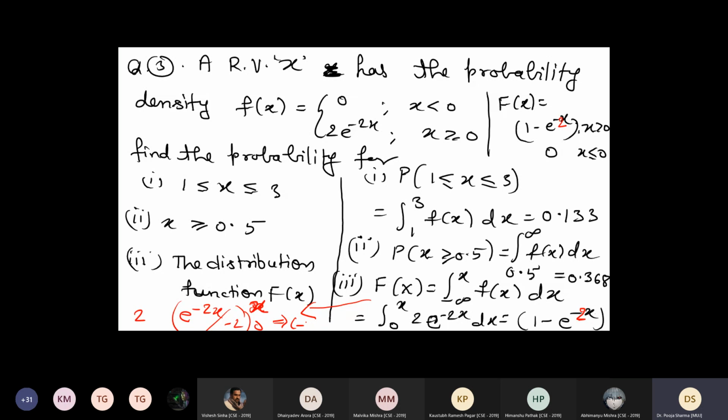Small f(x) is already given to you, 2 exponential power minus 2x. So we kept that 2 e raised to minus 2x. Then we integrate it within this range only. Okay.